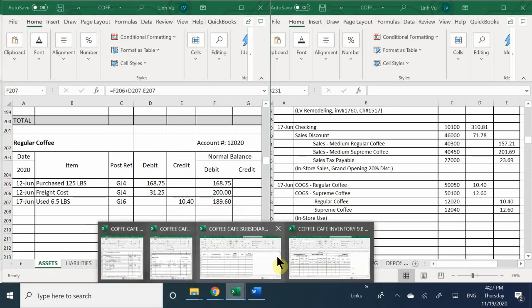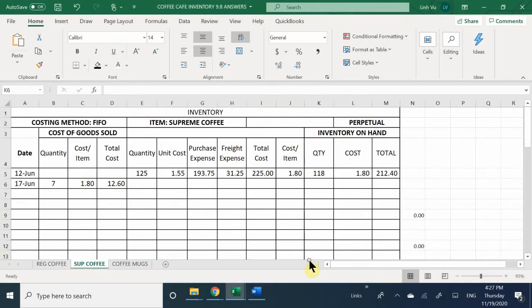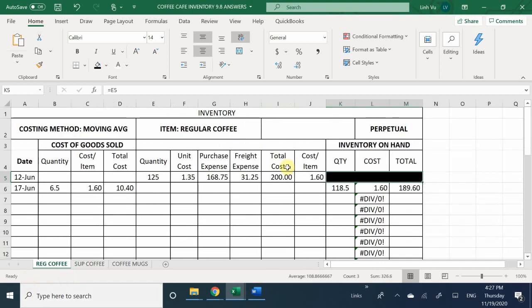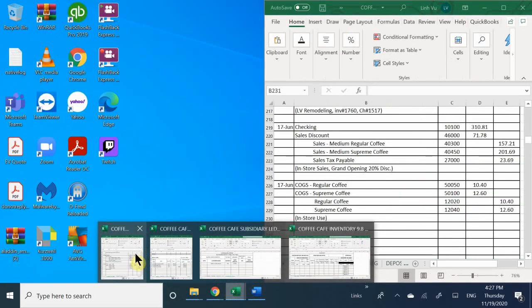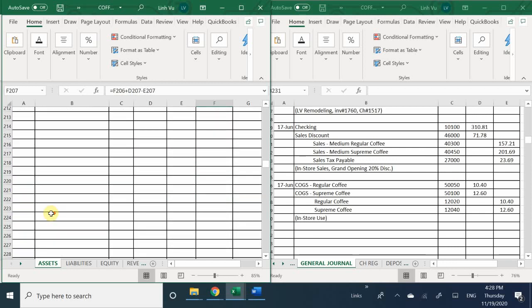On our inventory worksheet. On your inventory worksheet. So this is your reference point to make sure that you do your calculations correctly. Okay, so here my regular one says that I should have 189.60 left, and that's exactly what we calculated in our ledger. So this is your reference point to make sure that when you do your calculations for your cost of goods sold, your ledger should reflect the same. Okay, so I'm going to go back here.